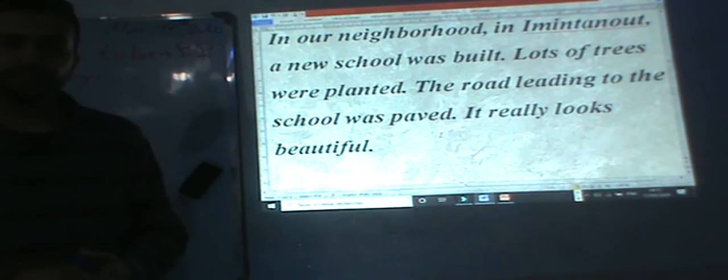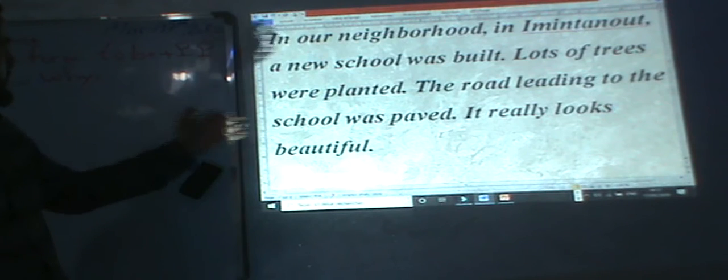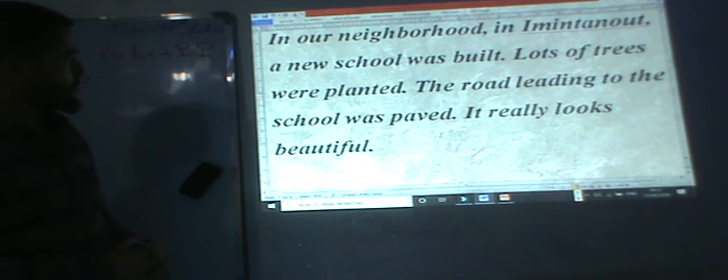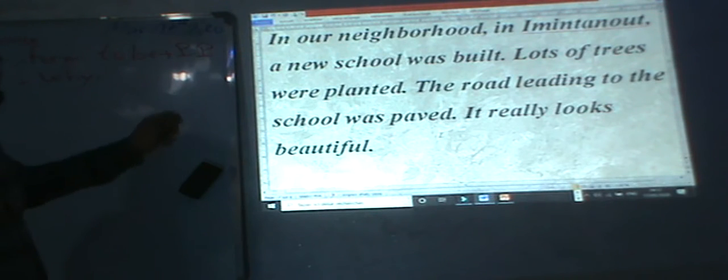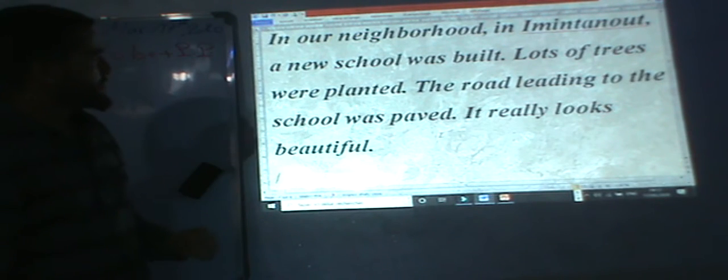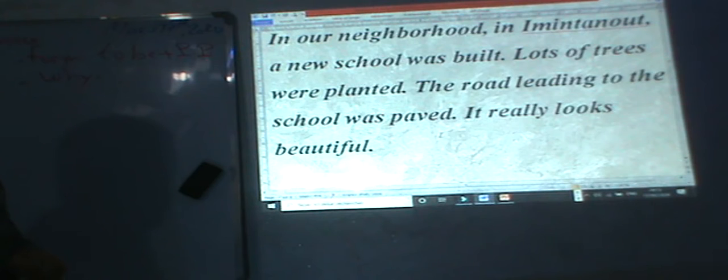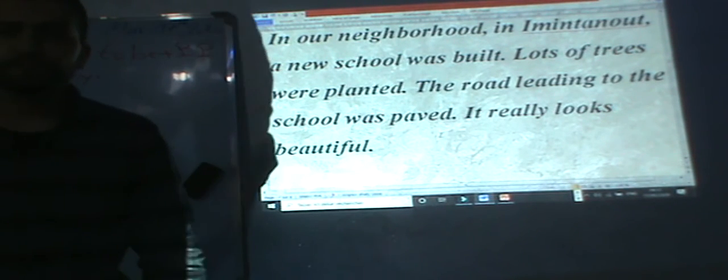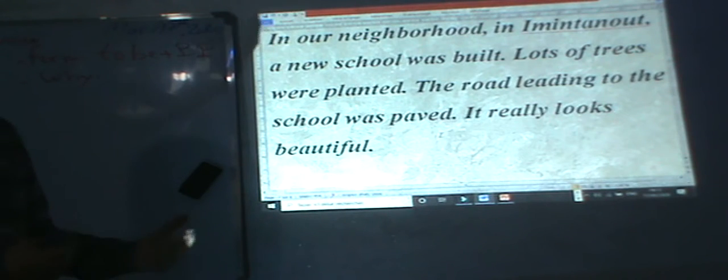Today's lesson is grammar, the passive voice. First of all, before I explain anything, let's look at this short paragraph. It says here, in our neighborhood in Imintanut, a new school was built. Lots of trees were planted. The road leading to the school was paved. It really looks beautiful. So what do you notice in this text?